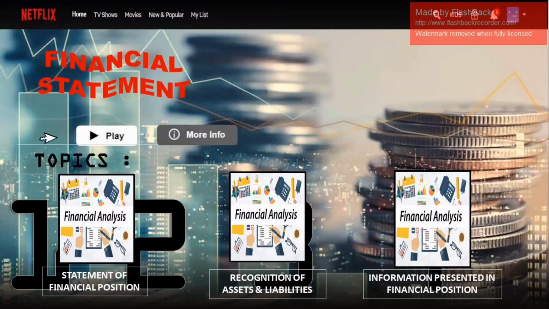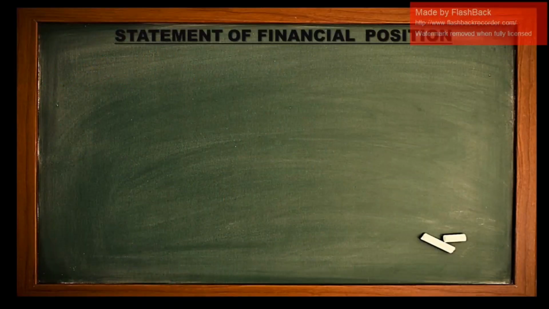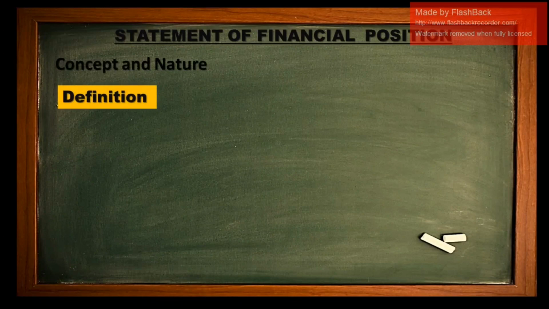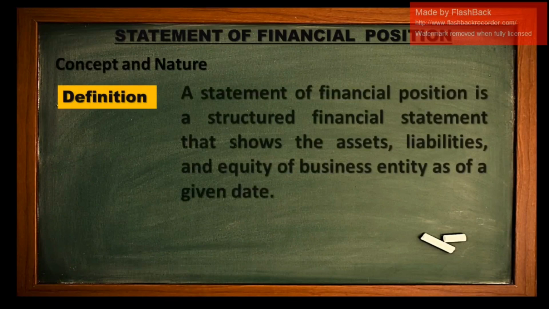And our topic for financial statement is statement of financial position, recognition of assets and liabilities, and information presented in financial position. Statement of financial position. Concept and nature. Definition of statement of financial position. Ito ang tinatawag din natin na balance sheet, which nakapaloob dito ang assets, liabilities, and equity. Ang assets, liabilities, and equity ay ang the three accounting elements of financial position o balance sheet.